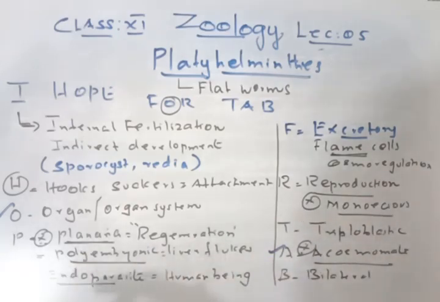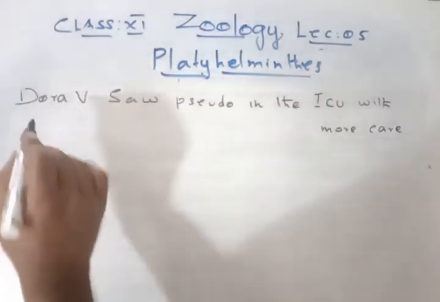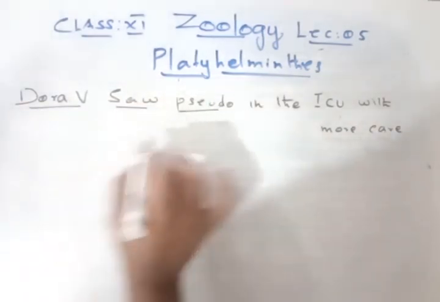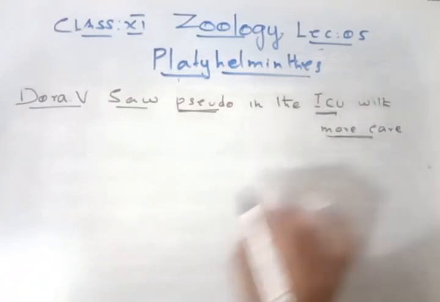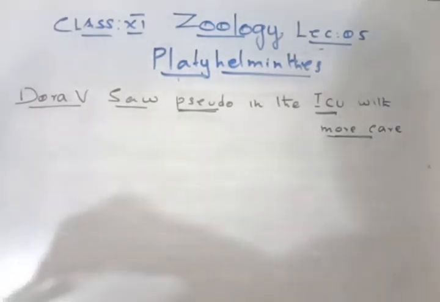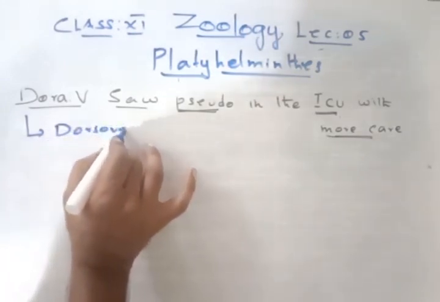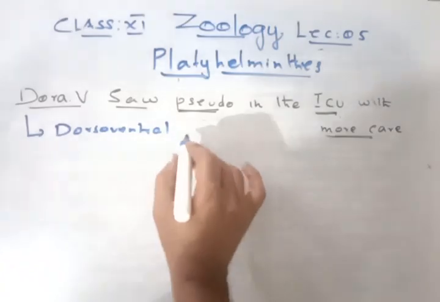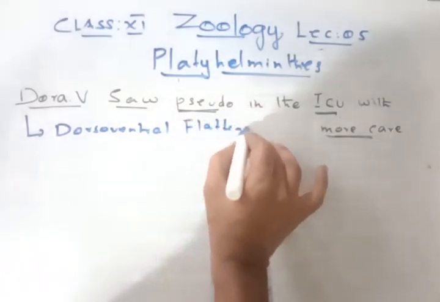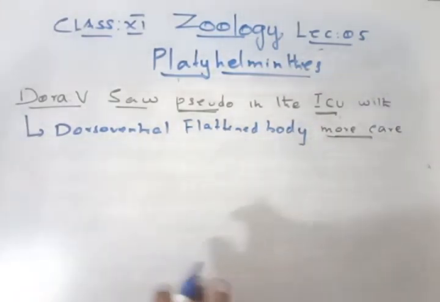One more statement I will give you to remember the other parts of it. Then the entire part will get over. Dora V. saw pseudo, a person who has seen the pseudo in the ICU, intensive care unit, with more care. Remember this statement. So here we talk for this DORA. What is DORA? That is dorsoventral. Dorso means upper part, ventral means lower part. So dorsoventrally flattened body. The body of this flatworm will be dorsoventrally flattened, upper part and lower part flattened.